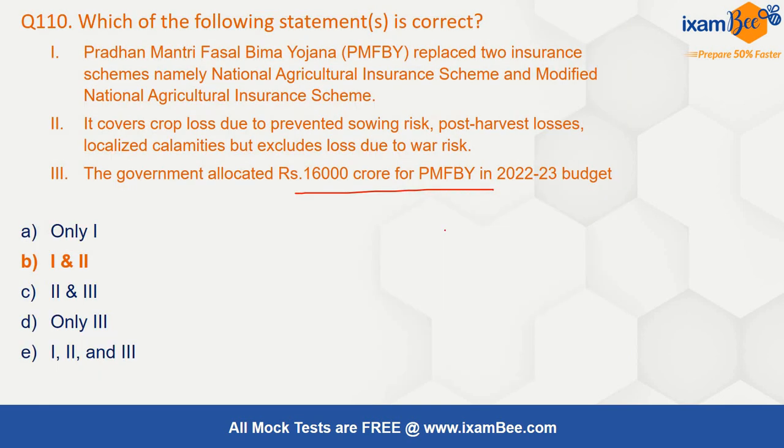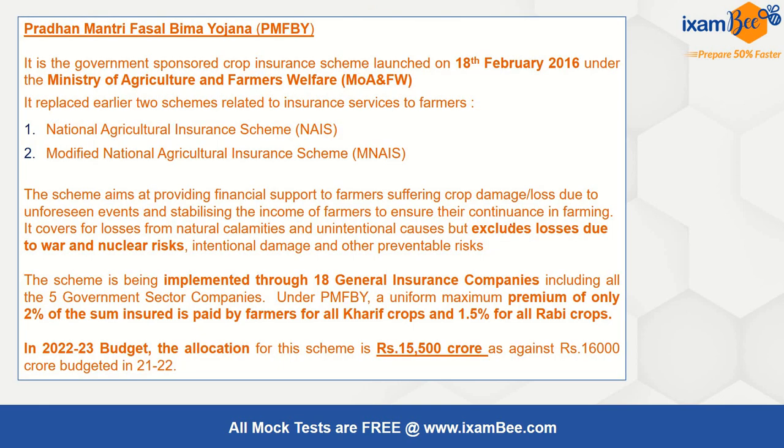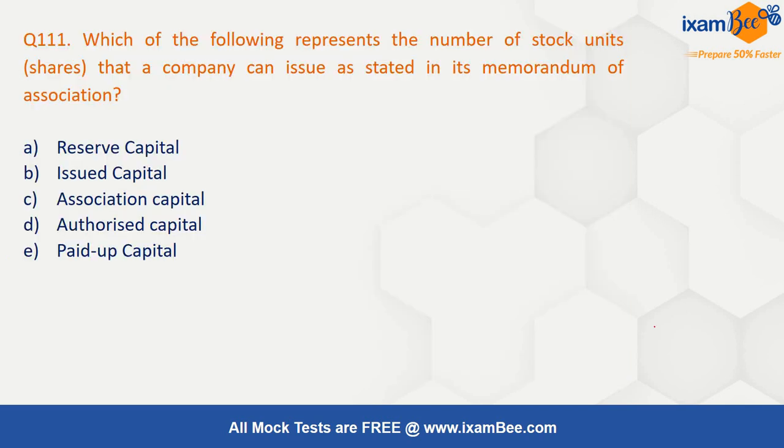This one is not correct because this scheme was launched by merging these 2 schemes, and it excludes any risk due to war or nuclear risk. Now this year the allocation is 15,500 crore against 16,000 allocation last year, and in this farmers have to pay a premium of 2% of the sum insured for the Kharif crop and 1.5% for the Rabi crop.